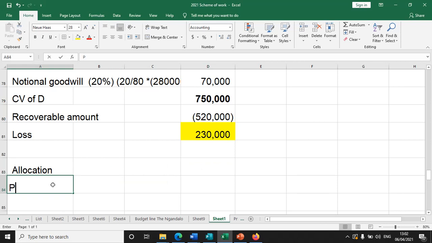So Aston's share of the loss standing at 230 multiplied by 80%.